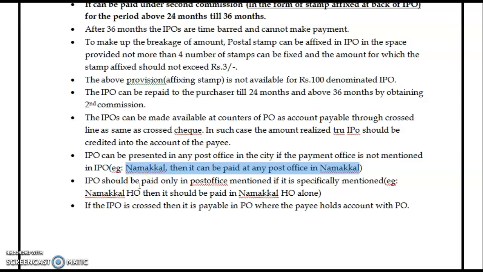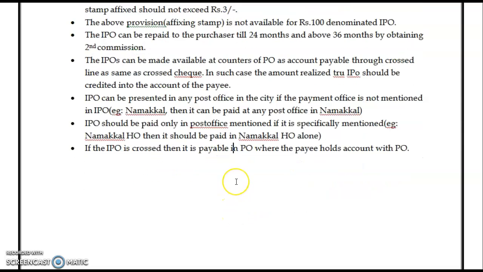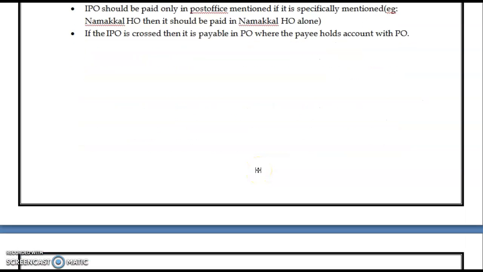If the IPO bears the particular name of a post office, or a post office specified with the pin code, then the IPO should be paid only at the post office mentioned. For example, if some city's HO is mentioned, then the payment should be effected only at the concerned HO. If the IPO is crossed, then it must be paid at the post office where the payee holds an account.